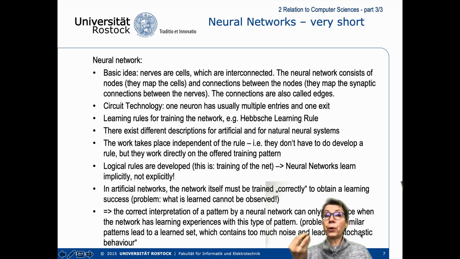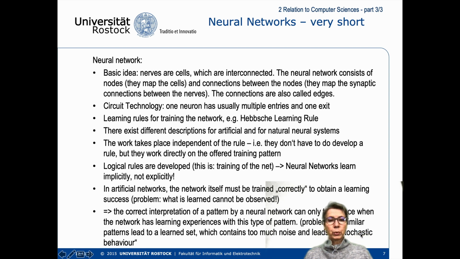Explicit learning would be learning the rule, and after this knowing everything about the patterns reflected by the rule. But implicit learning is being the rule and trying to match the patterns which are offered. The artificial intelligence networks must be trained correctly to obtain the correct answer or the learning success. And this is the problem. You cannot observe in the network what is learned. You can only observe the results of the behavior of the network.